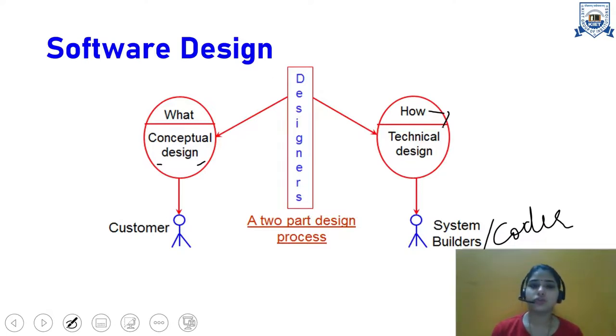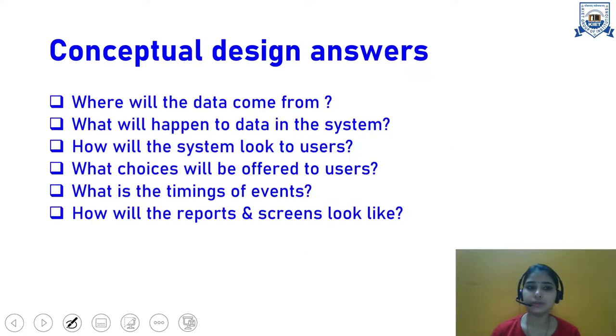So the next question is: what is the conceptual design, and what is the technical design? First we will discuss the conceptual design. Conceptual design covers the data processing: where data will come from, what will happen to the data in the system, how the software will look, and what the interface is, such as a graphical user interface.